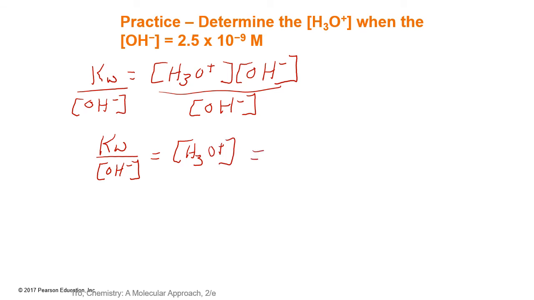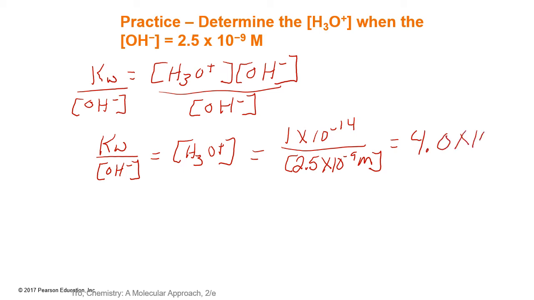the hydronium ion. So Kw is a constant, 1 times 10 to the negative 14 when we're at 25 degrees Celsius. We divide by the OH minus, and we find that our H3O plus concentration is 4.0 times 10 to the minus 6 molar. Now, if we compare these concentrations, 10 to the minus 6 is larger than 10 to the minus 9, so this is an acidic solution. We would be able to tell this already because our value for OH minus is less than 10 to the minus 7, meaning that this would be an acidic solution.